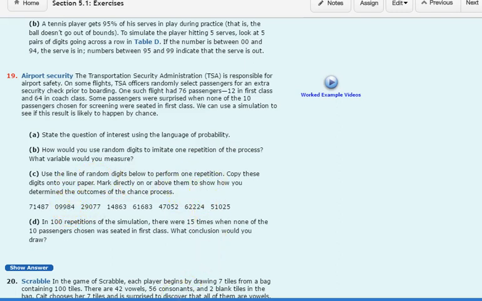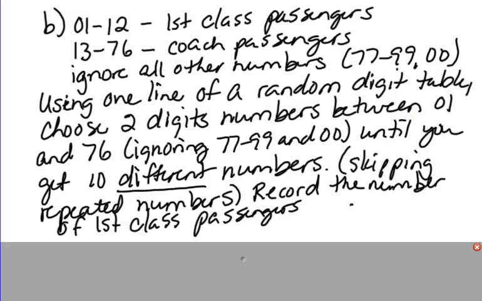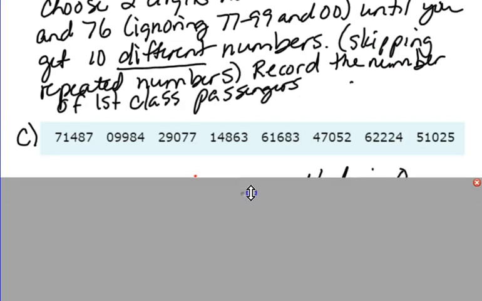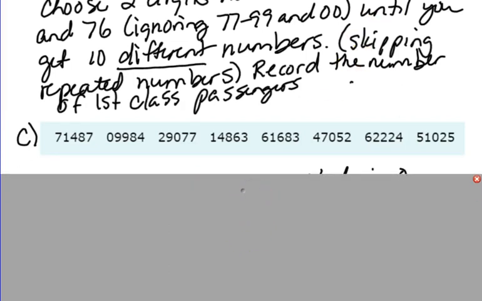Okay, step 3. Use the line of random digits below to perform one repetition. It says to copy this onto your paper. So I have already copied this. I'm going to show how we actually perform the simulation. So we're going to start marking off numbers that represent passengers. So here's a coach passenger, another coach passenger. We carry over the break here. 70 represents another coach passenger.